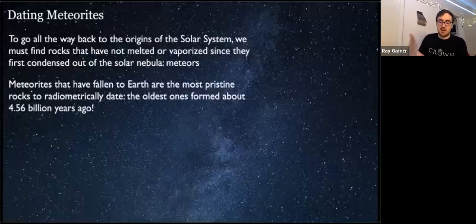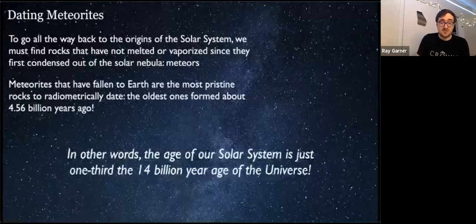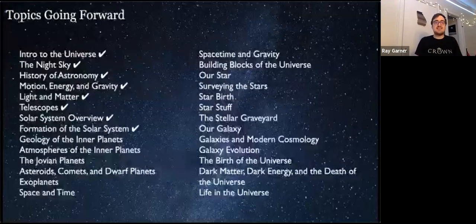And because the planets apparently accreted within about 50 million years after that, according to our simulations and our other research, Earth and the other planets had formed by about 4.5 billion years ago. In other words, the age of our solar system is about a third of the 14 billion year age of the universe. So I'll leave you with that fun thought tonight. That's the formation of the solar system.